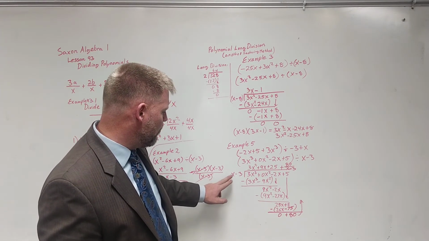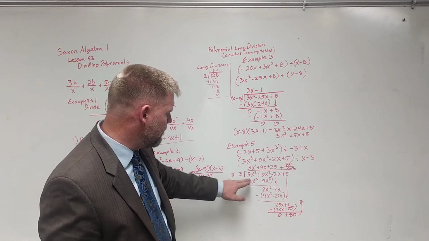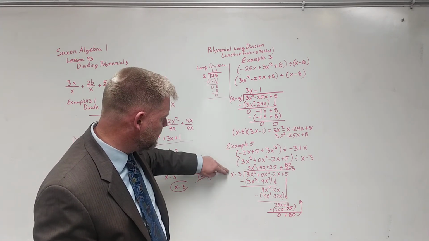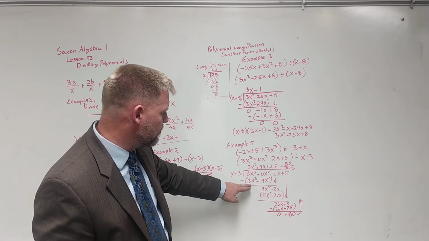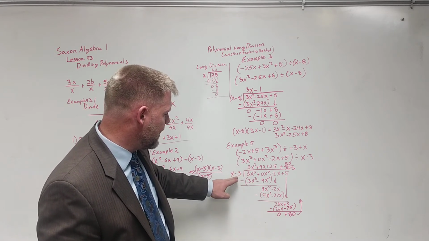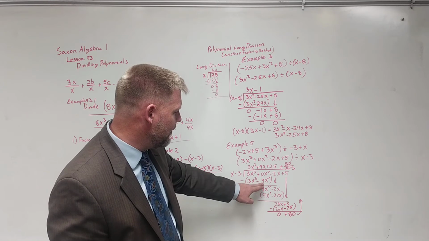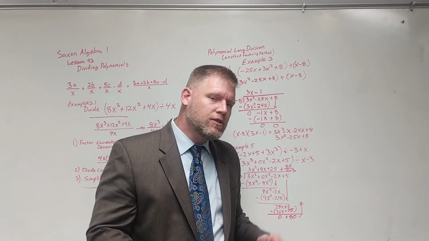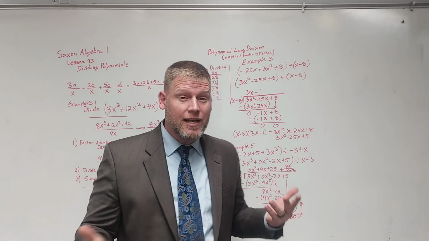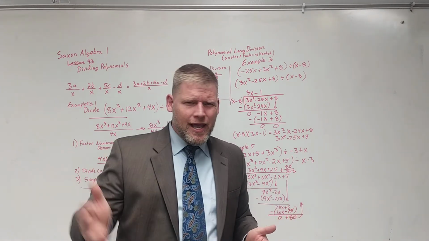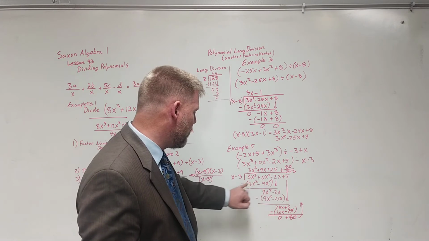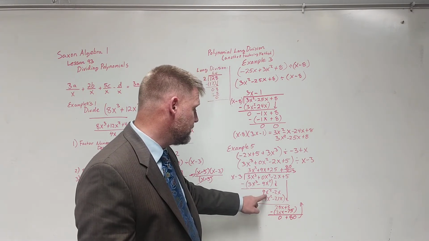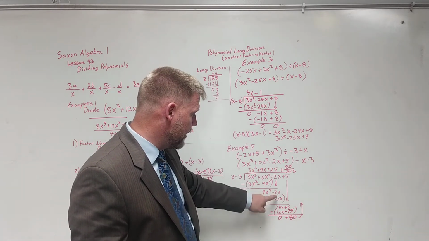Then I look at it and say, what times x would give me 3x cubed? Well, 3x squared would. So I multiply 3x squared times x. That gives me a 3x cubed. 3x squared times a negative 3 is a negative 9x squared. This is why the 0 is so important. Some books will just move it over and leave it as an empty space. That's fine. But in my head, it's easier for me to take away 0 minus a negative, which would be a positive 9x squared. I bring the negative 2x down.